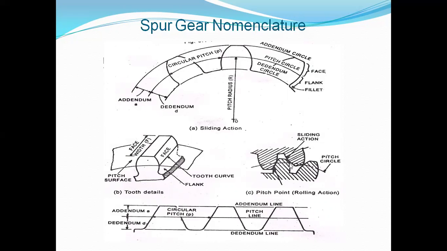At this meeting point, two tooth profiles meet. So now we are imaginarily drawing a circle passing through this mating point, and we can call this the pitch circle. A circle representing an imaginary friction wheel is known as the pitch circle of the toothed wheel.